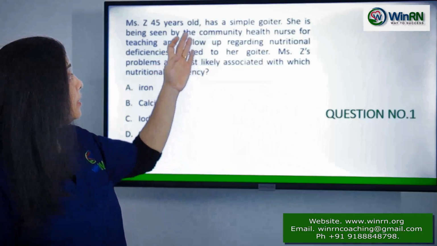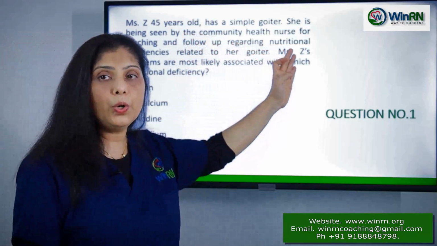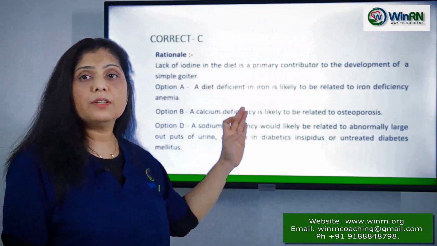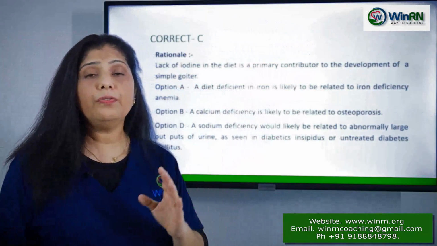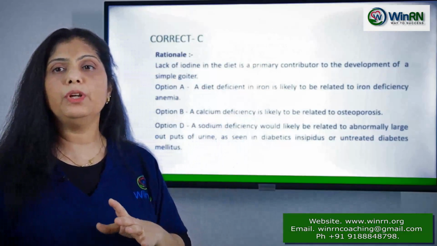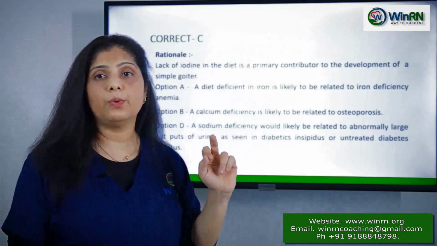So here the patient is 45-year-old and complains of simple goiter. So the correct option is option C. Lack of iodine in the diet is a primary contributor for the development of simple goiter. So option C is the correct one.